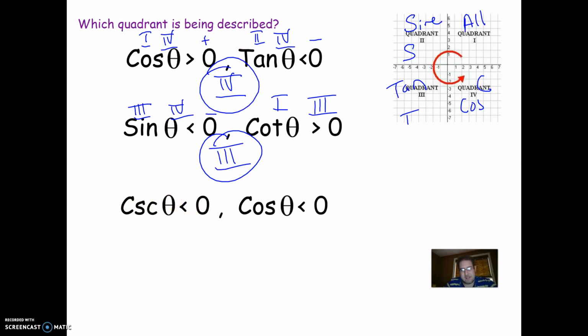Cosecant, remember, is the same as sine. Sine being negative, the only 2 places sine is negative is in 3 and 4. And cosine of theta is negative. Cosine is negative in these two quadrants, that would be 2 and 3. And then the only overlap here is 3.